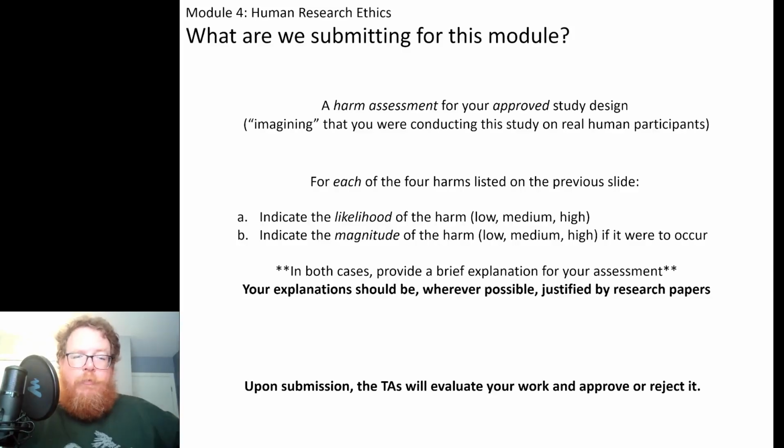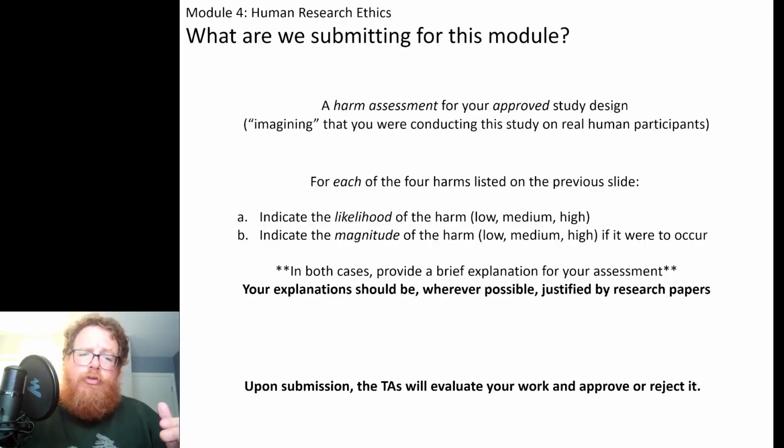Again, your study was approved in module 3. We're not going to ask you to make any modifications to that study, but we want you to go through and do a harm assessment. Just for this module, imagine that you are actually going to take your study design and do it using real human participants. We want you to do a harm assessment on that basis.